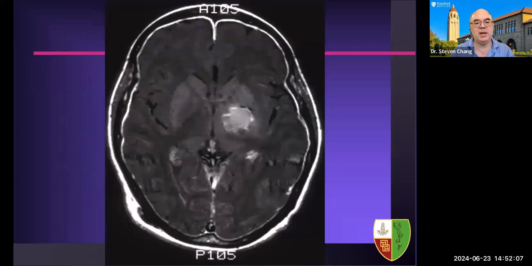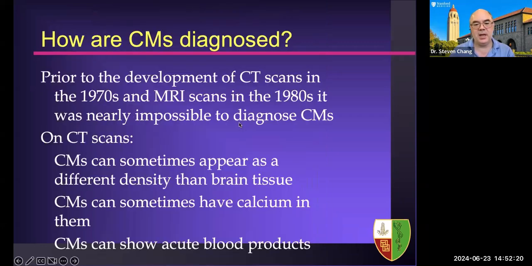This is a picture of a cavernous malformation that we see on this scan here. There's some evidence of bleeding, and this is more in kind of the acute phase. Now, how are cavernous malformations diagnosed? We talked about prior to CT and MRIs, they were nearly impossible to see. But now with these scans, we can pick them up pretty easily.